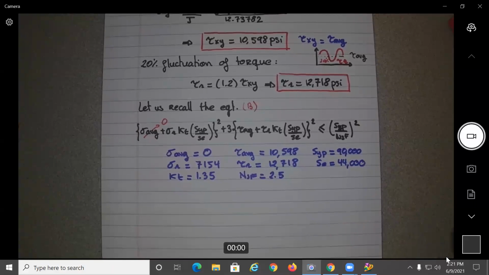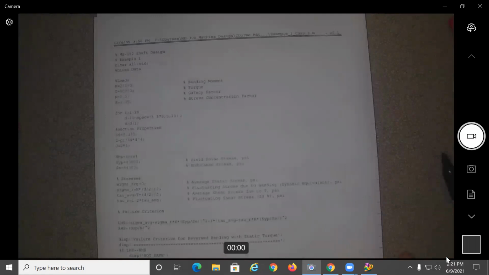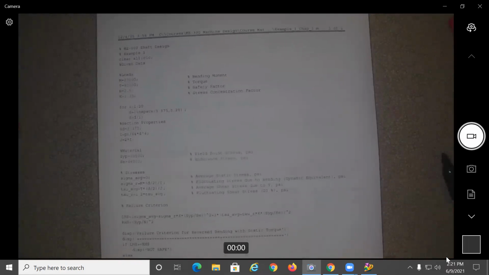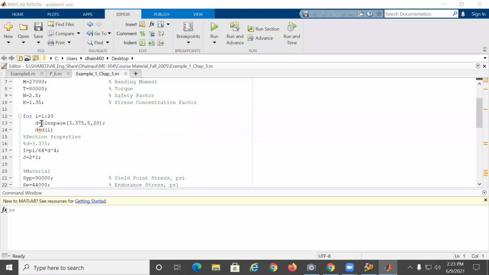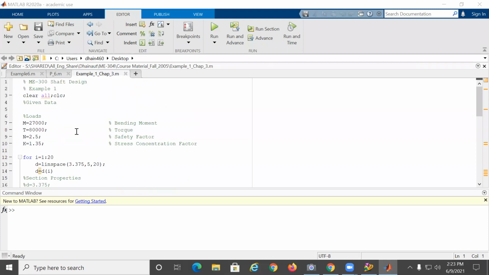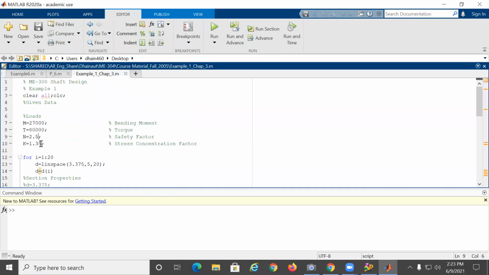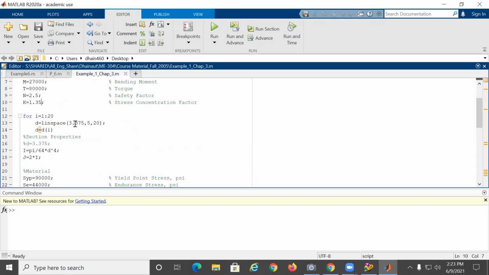Okay, so if you substitute all these values, here I can show you the MATLAB file. Let me pause this for a second. So here I have a MATLAB file to do the calculation: C27, 80,000, 2.5, K sub T. This is just because I think it's going to be unsafe, so we're going to have to run different cases for different diameters. This runs cases from 3.375 to 5 and breaks it into 20 in between, okay?